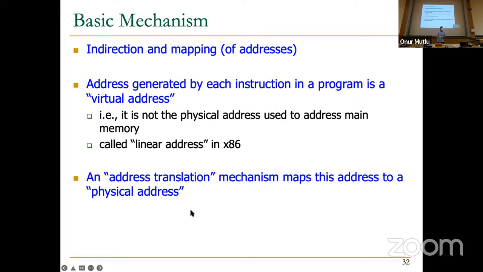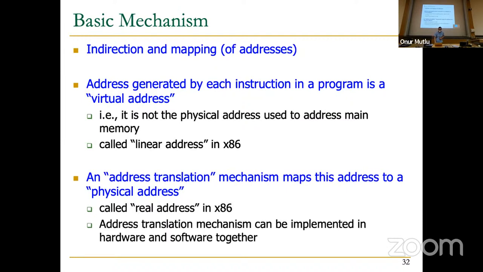And then there's an address translation mechanism that maps this virtual address to a physical address. And this physical address is called real address in x86. That's actually perhaps a nice terminology. And this address translation mechanism can be implemented in hardware and software together. And we will see that, basically.